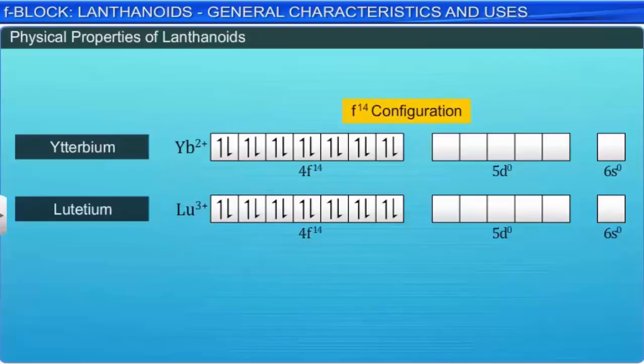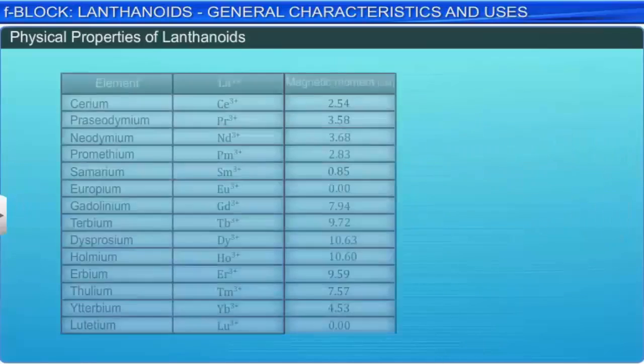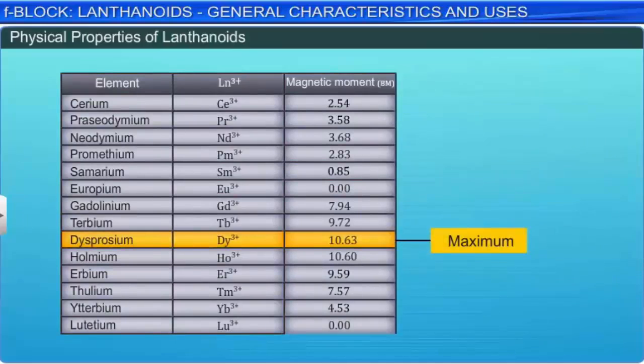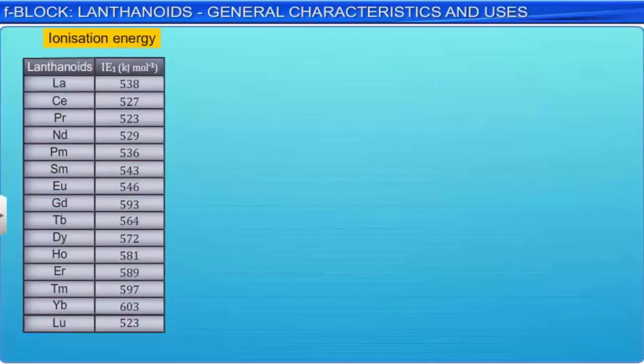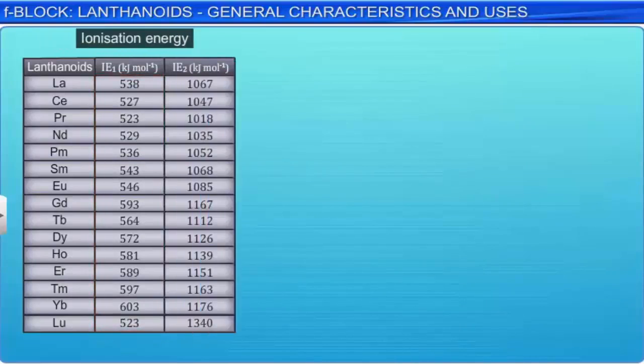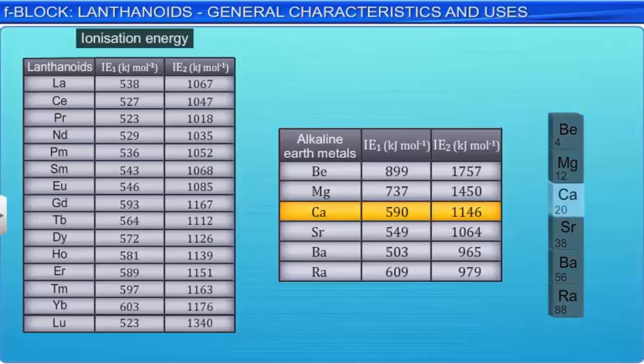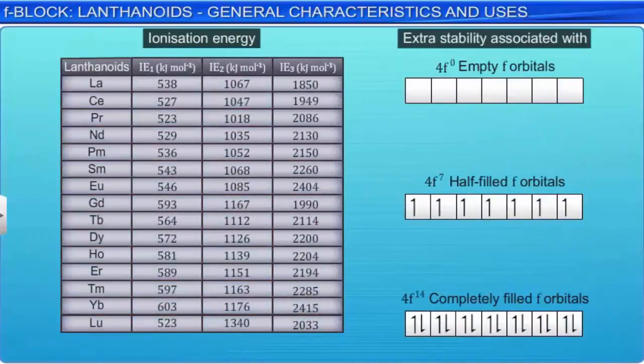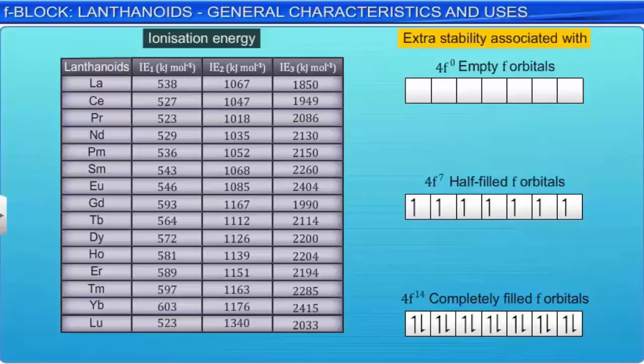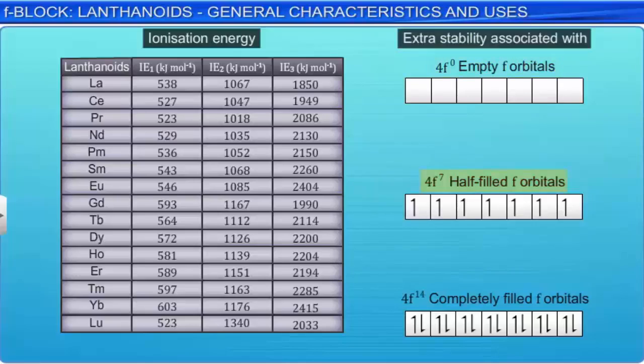The value of the first ionization energy of the lanthanoids is about 600 kilojoules per mole, and of the second ionization energy is about 1200 kilojoules per mole. These values are comparable with the values of the ionization energies of the alkaline earth metals, particularly calcium. A detailed study of the third ionization energy shows the extra stability associated with empty, half-filled, and completely filled orbitals of the f level. This is reflected by the abnormally low value of the third ionization enthalpies of lanthanum, gadolinium, and lutetium.